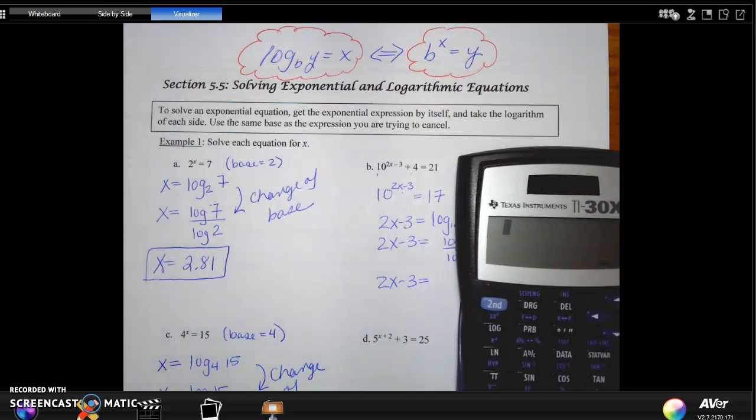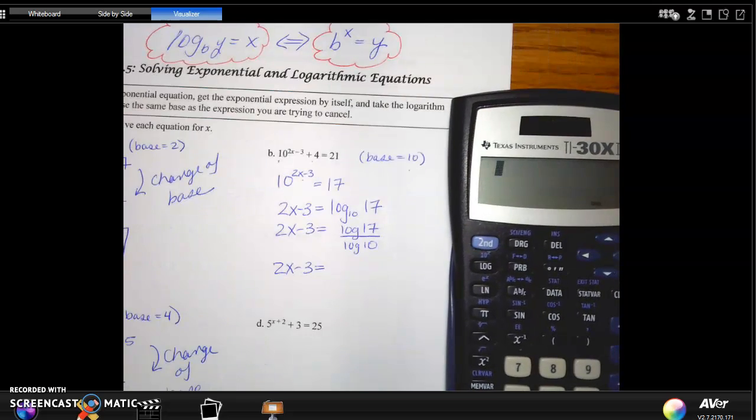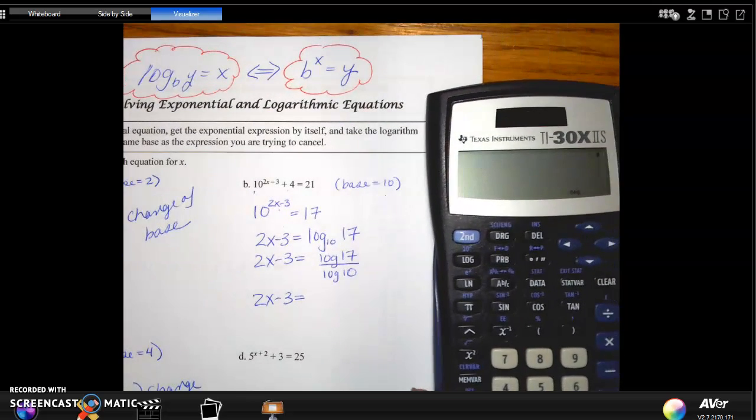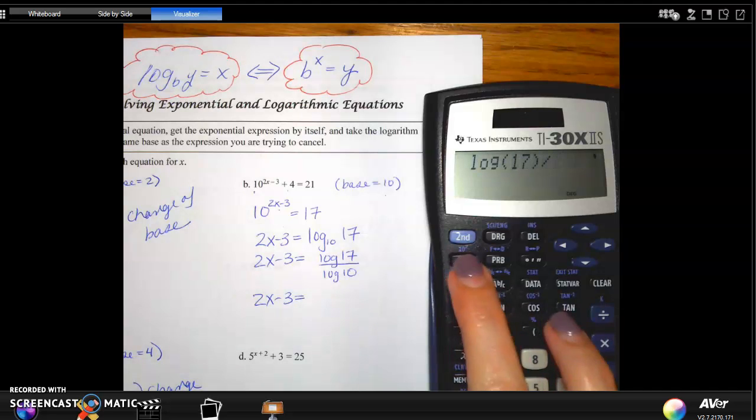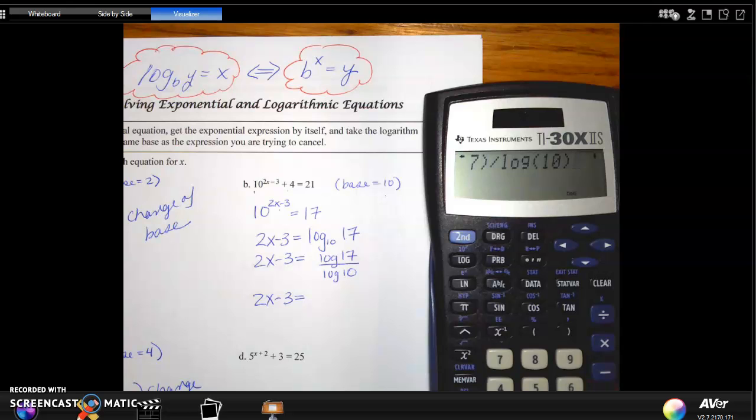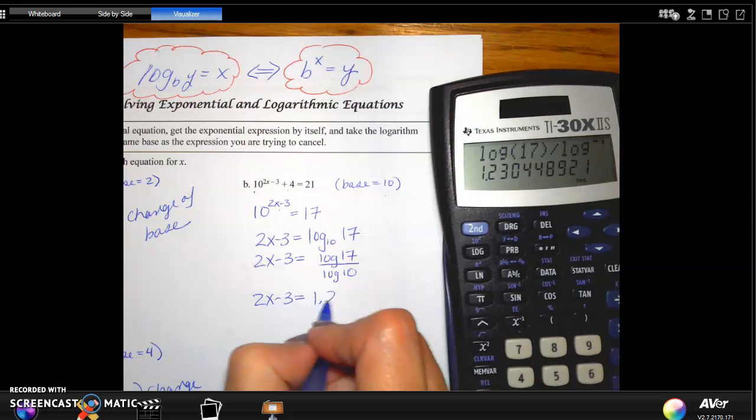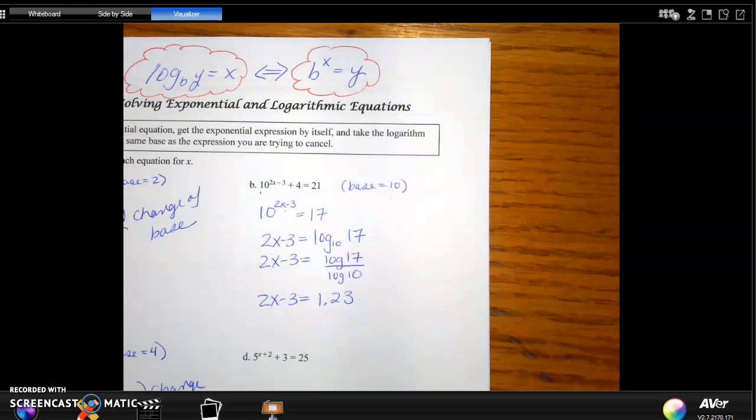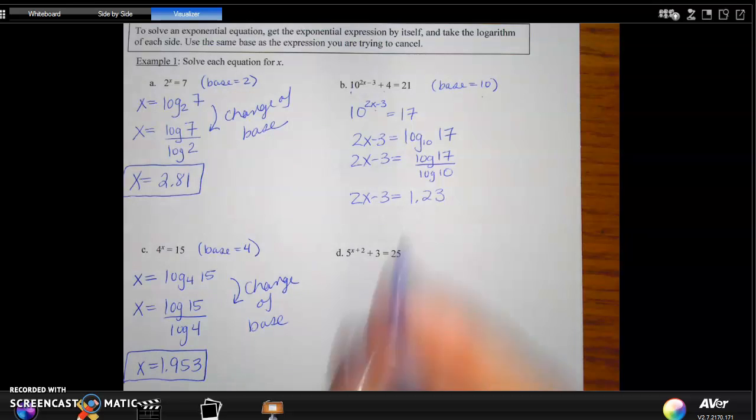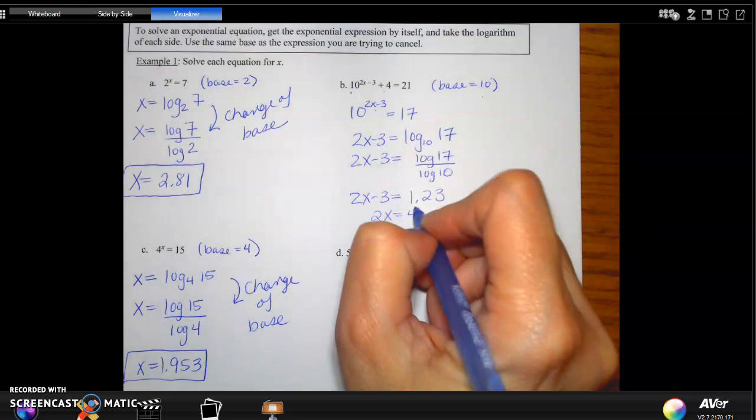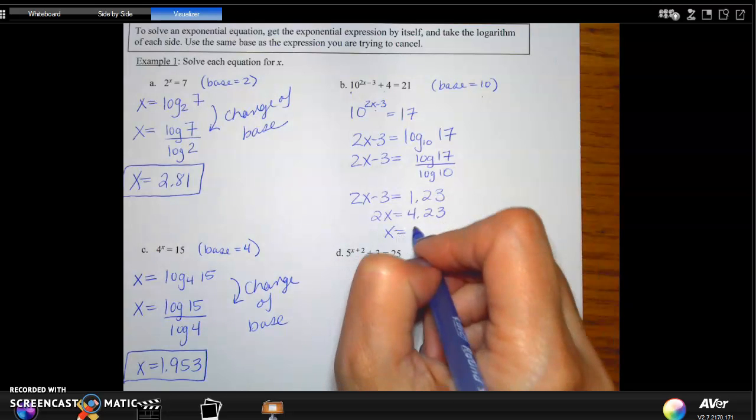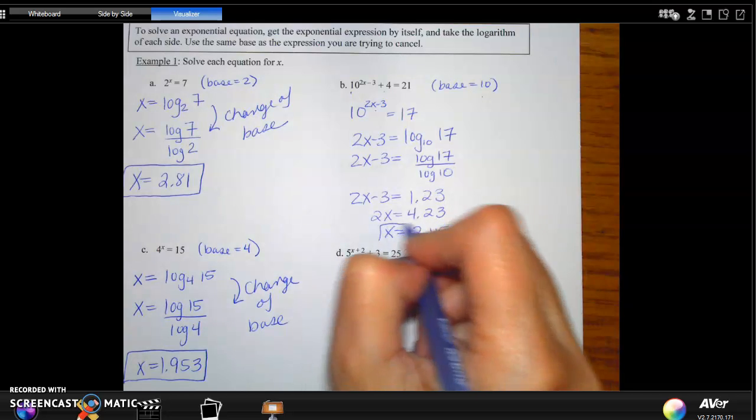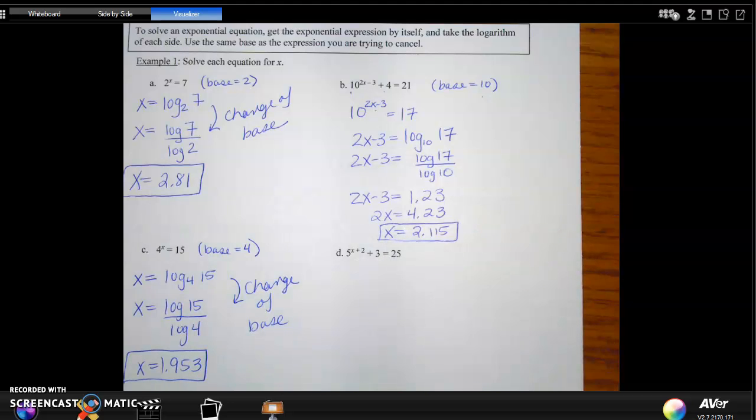I'll show that one more time. So we're doing log 17 divided by log 10. And we get 1.23. And then from there, it's just algebra 1. You're going to move that 3 over. And then you're going to divide by 2. There's your answer for that one.